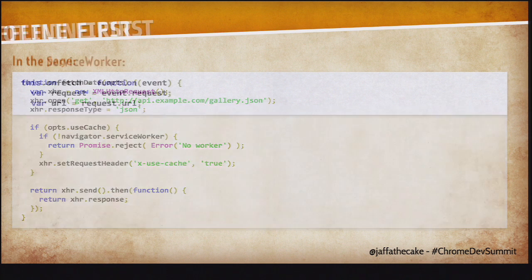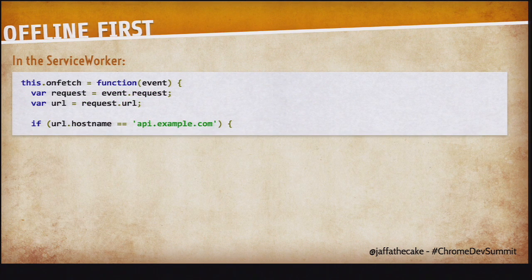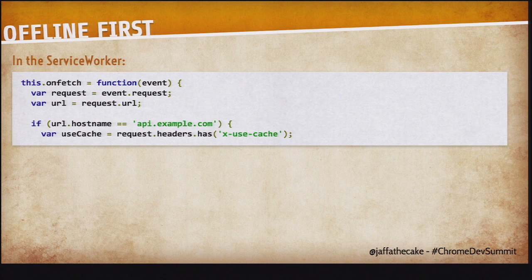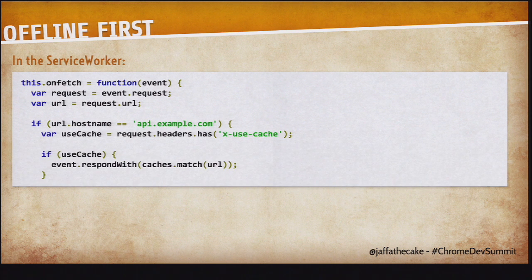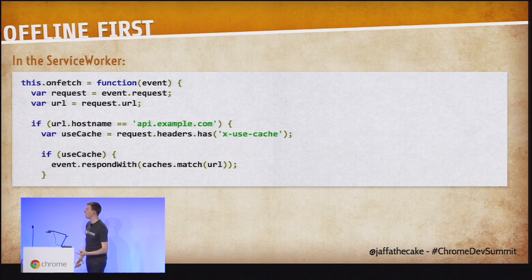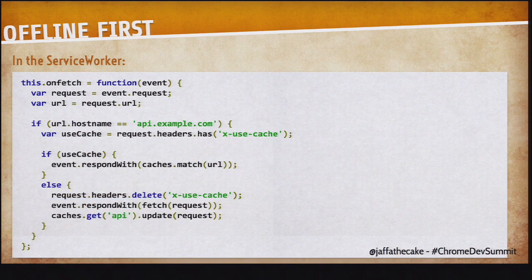You see, over in the worker, we're listening for requests, and if it's to the API, we can look for that header. And if that header's there, we can just go straight to the cache, and only from the cache. And if it's not there, well, we can get rid of that header and just go to the network, because we don't want that header hitting the network particularly. It's not useful. But at the same time, we can update the cache with the response we get back.